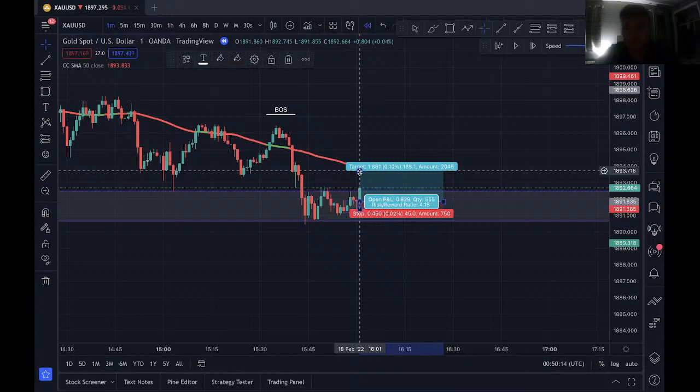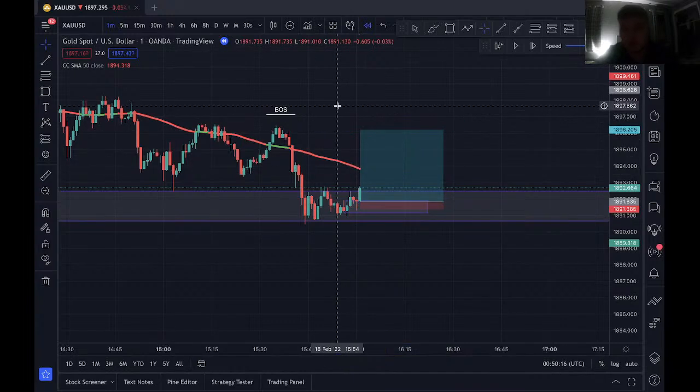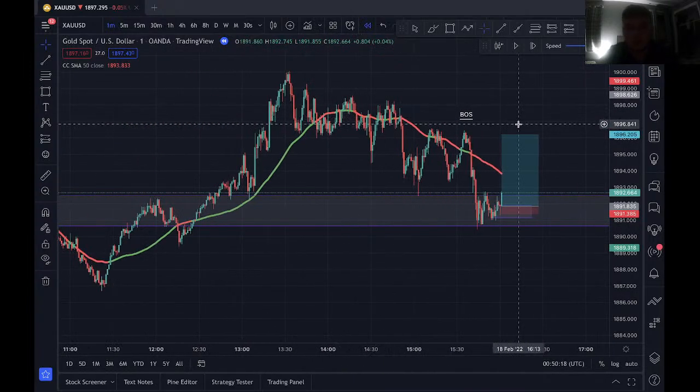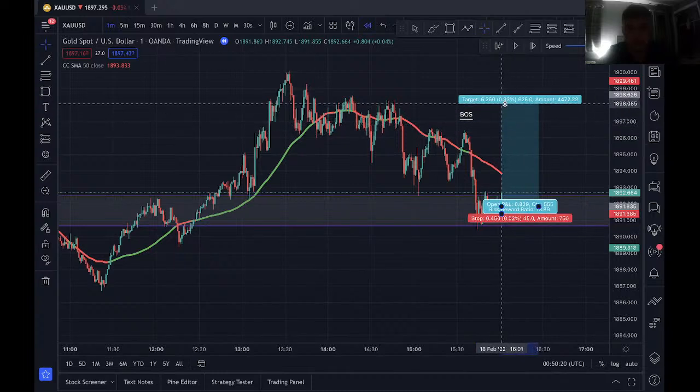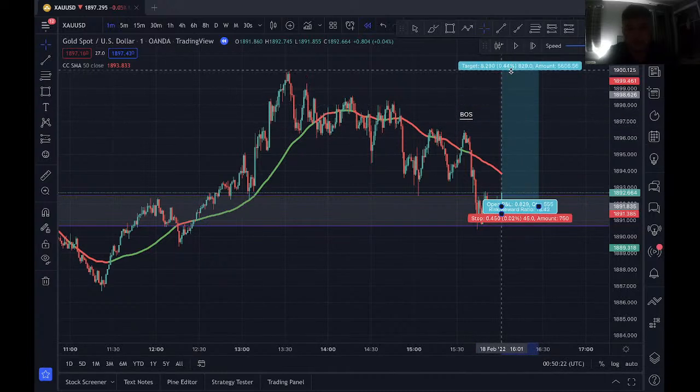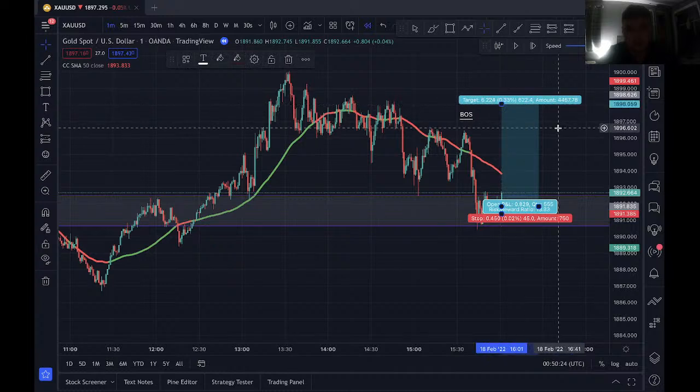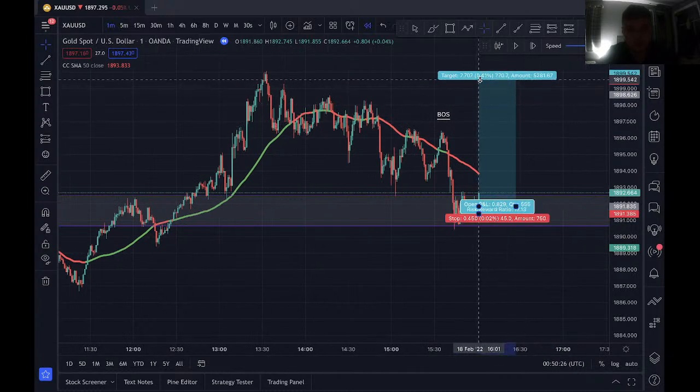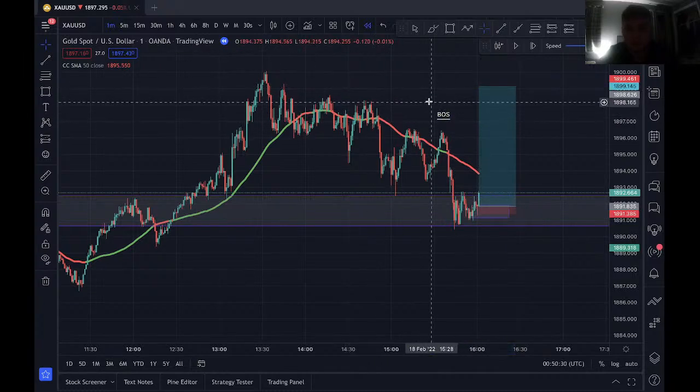So your first take profit could be here, second take profit could be here, and we'll zoom out. Your third take profit could be here, and you can let the rest run to hopefully up there. So that's 600 pips, I think it ran. Yeah, so I think it came up to about here.